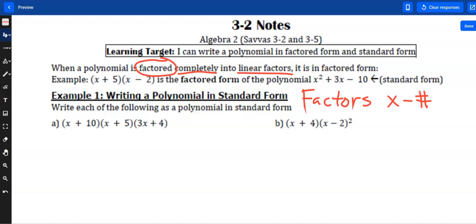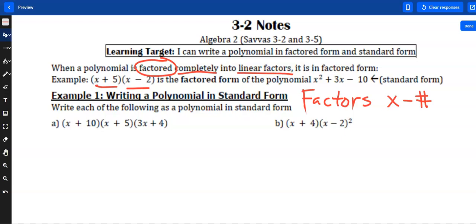Now, there are a few variations on that. I see one coming in part A. Okay, so we're going to talk about that. But factors are always like x plus, x minus, unless the coefficient of the x term is not a 1. If it's something like a 2 or a 3, I see one coming in example 1A, which is a 3.